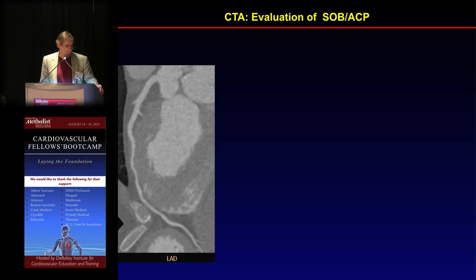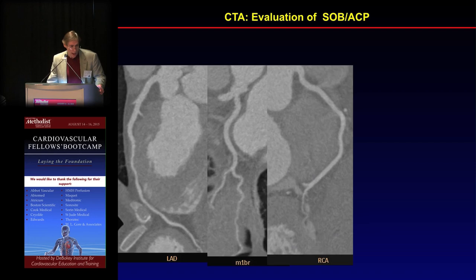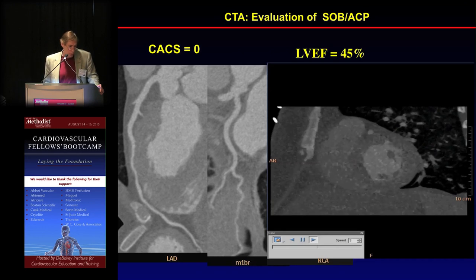These are her coronary arteries. This is the LAD. This is the circumflex. This is the right. Absolutely, completely normal. No evidence of obstructive disease whatsoever. Calcium score was also zero. This is looking at her ejection fraction. It was mildly reduced. We almost got the exact same number by CT as we got by nuclear.